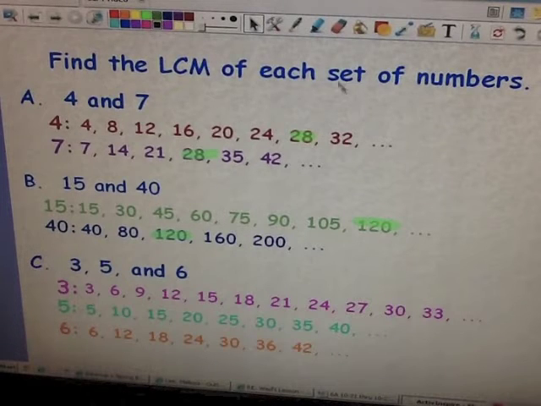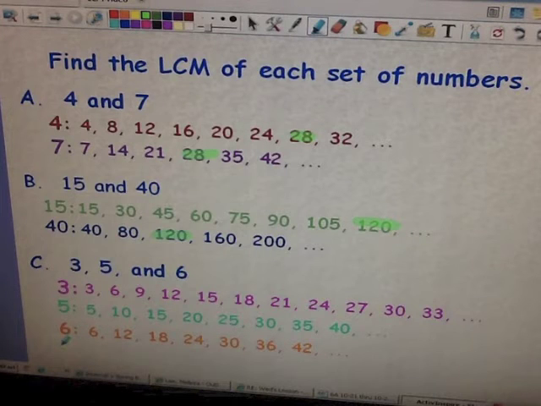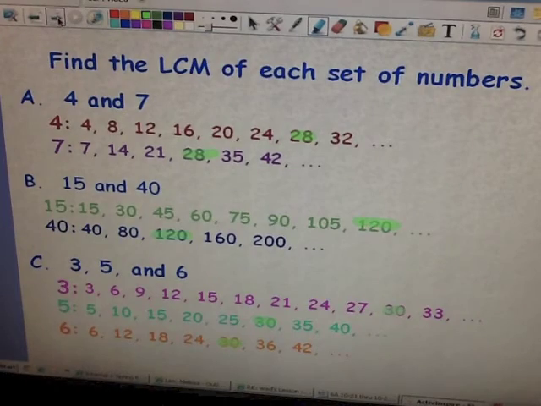Okay, so we have listed our multiples for 3, 5, and 6, and let's see what the smallest number they have in common is. There's a 6 for a 3, but 6 is not a multiple of 5. So if I go to 12, 12 is a multiple of 3, but not of 5. Same thing for 18 and 24. Okay, 30. 30 is a multiple of 5, right here, and it's also a multiple of 3. So 30 would be our least common multiple of 3, 5, and 6.